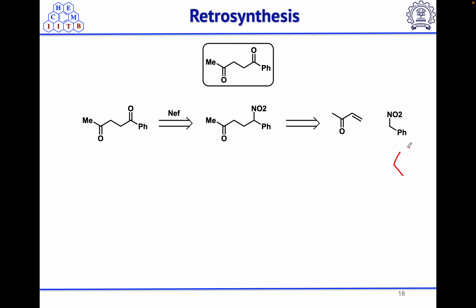Okay, this is a phenyl, and this is minus, right? So this minus will add to this carbon, and this will happen. For the addition of this 1,3-dithiane, you need to use HMPA.